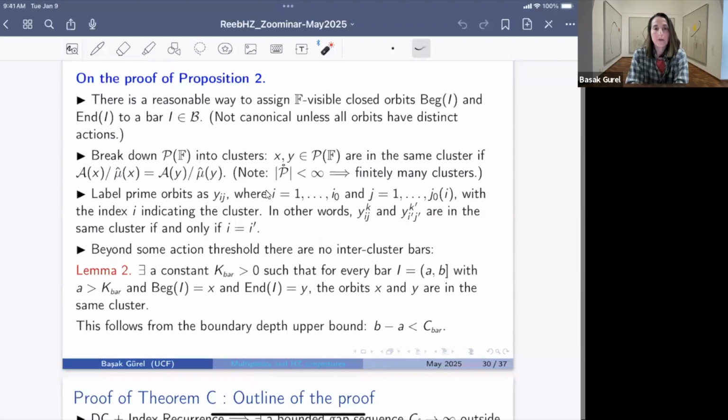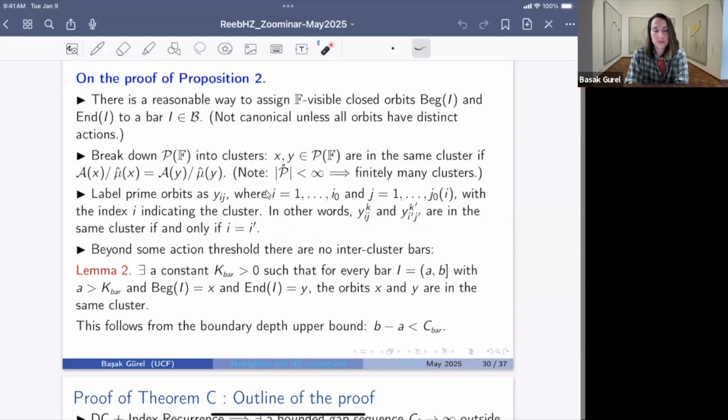Now you take your visible orbits and break them into clusters. They will enter into the same cluster if they have precisely the same ratio. And because we are assuming finitely many orbits, we have finitely many clusters. Let's label them such that I denote the cluster, and then in this cluster there will be other orbits. So this j will index these, and k is for the iterates of these prime orbits.